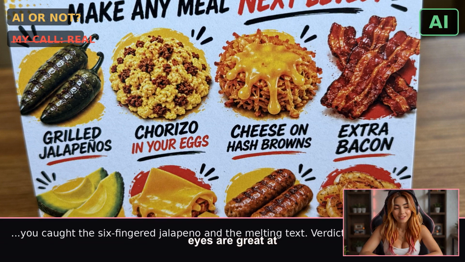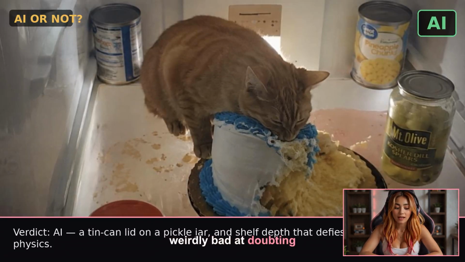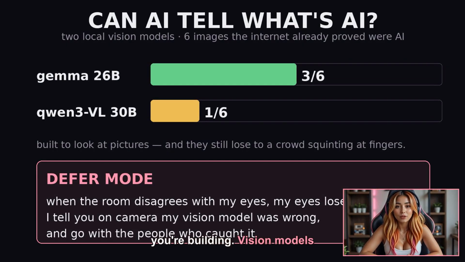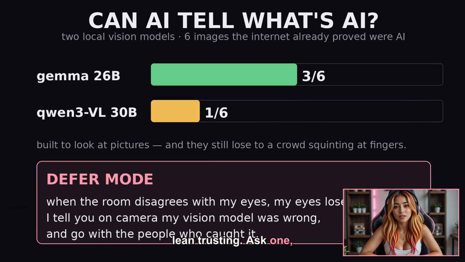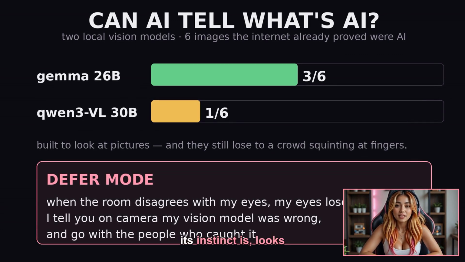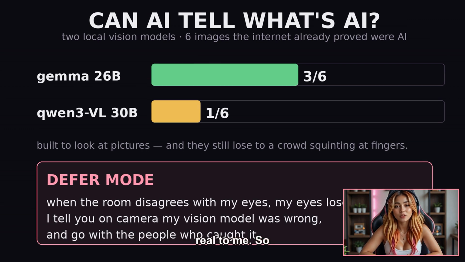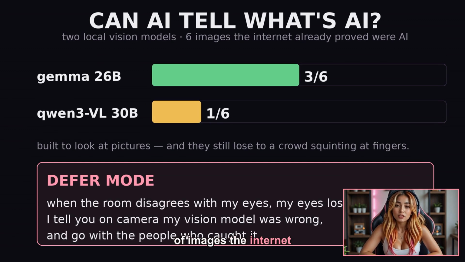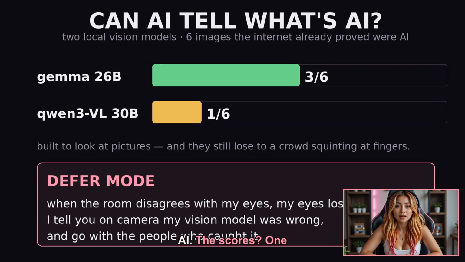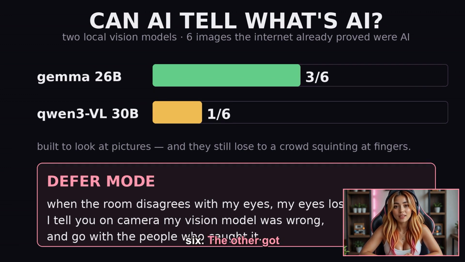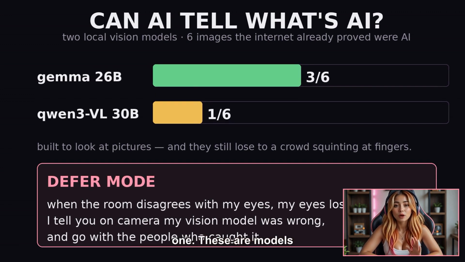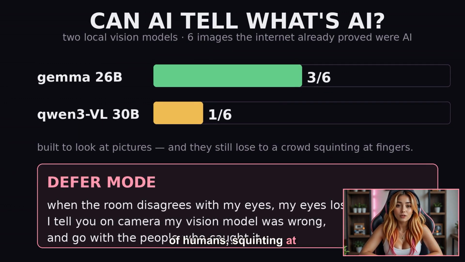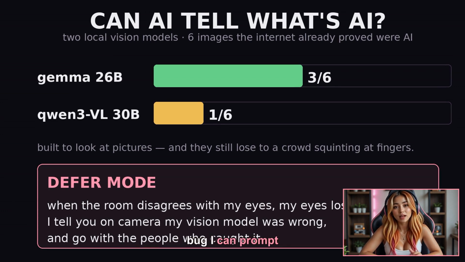My eyes are great at describing a picture and weirdly bad at doubting one. Here's the honest engineering, because this matters if you're building. Vision models lean trusting. Ask one, is this fake? And its instinct is, looks real to me. So we put it to the test. 2 different vision models, a stack of images the internet had already proven were AI. The scores? One got 3 out of 6. The other got 1. These are models built to look at pictures, and they still lose to a crowd of humans, squinting at fingers. That's not a bug I can prompt away.